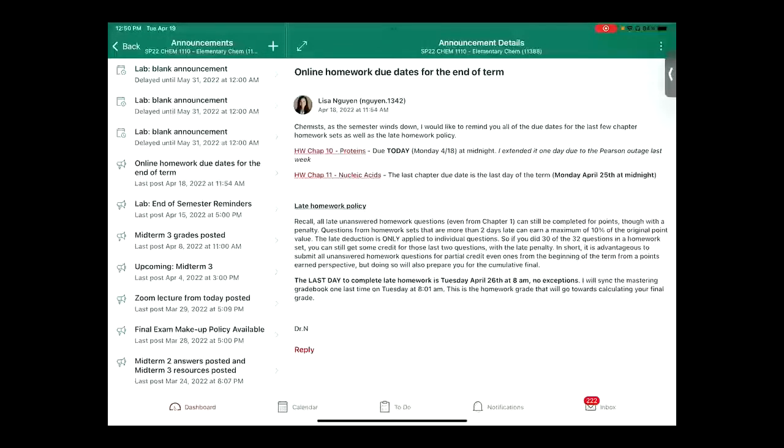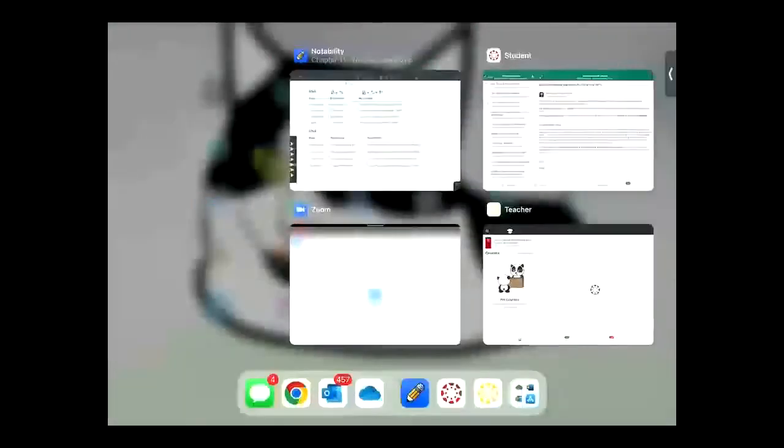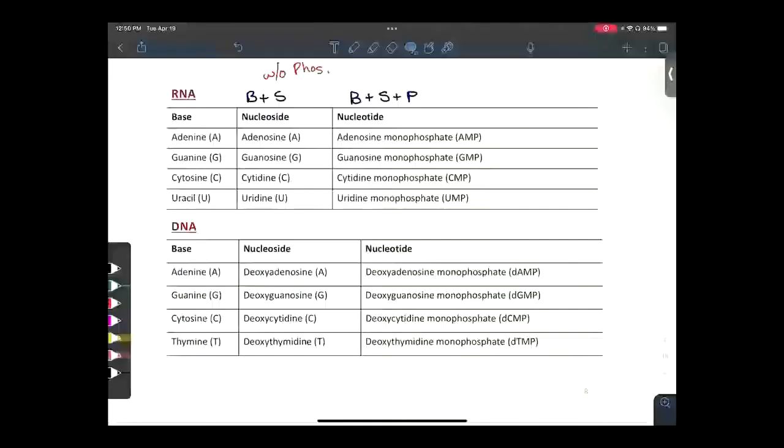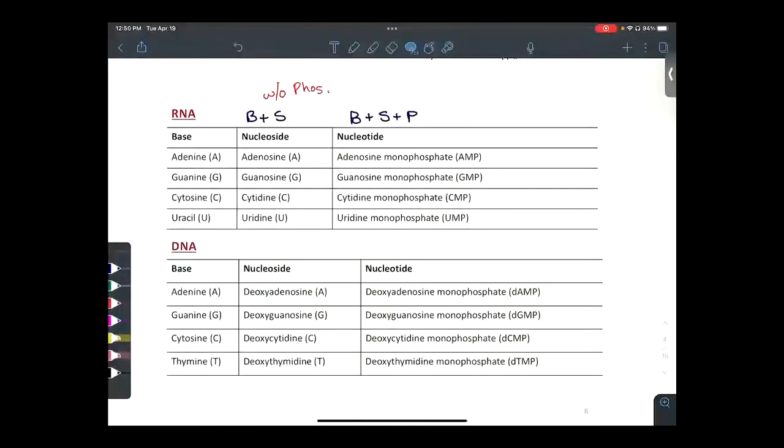There's that. All right, so let's finish up nucleic acids. Yeah, all right. So nucleic acids. We left off talking about the components of nucleic.